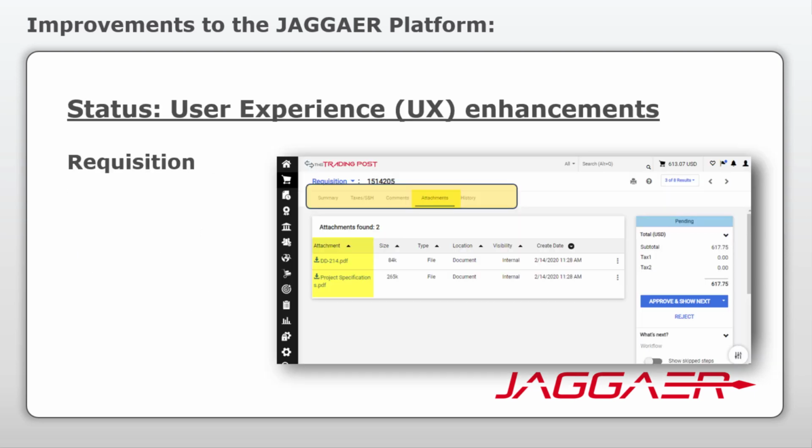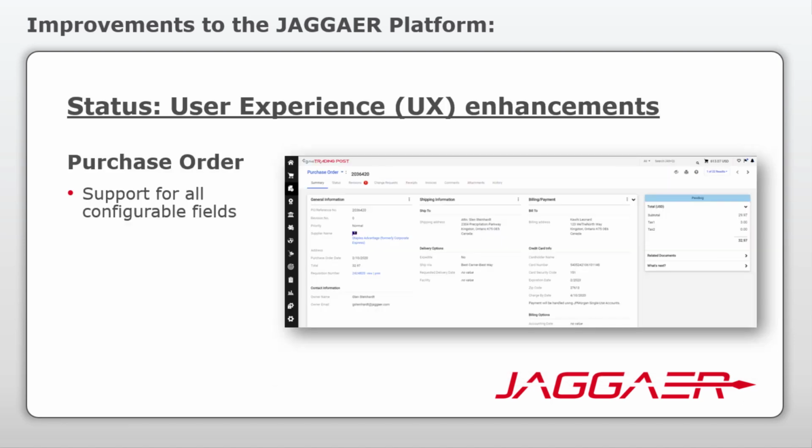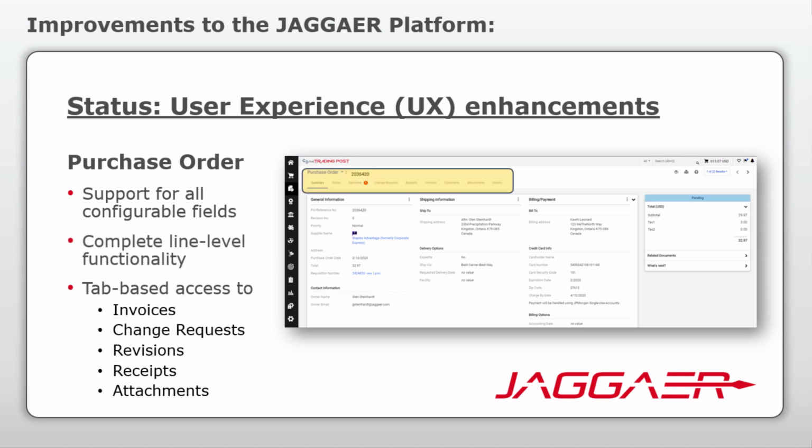Now, enabling the new shopping experience for users gives them the new requisition layout as well. Requisitions are already just about fully functional in the new UX, but with 20.1 we're adding tab-based access to the PO previews and to attachments. With this release, purchase orders now support all configurable fields and have complete line-level functionality, as well as tab-based access to invoices, change requests, revisions, receipts, and attachments.